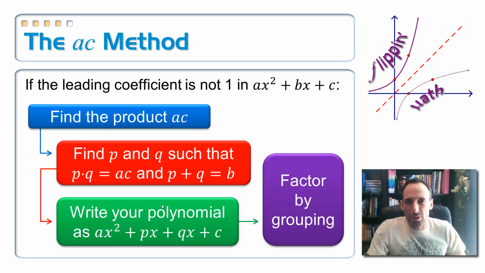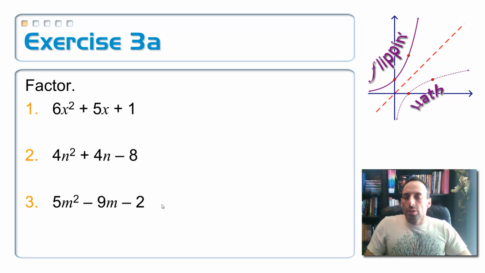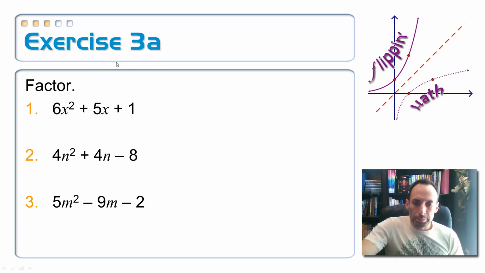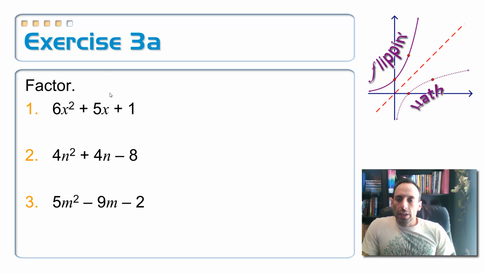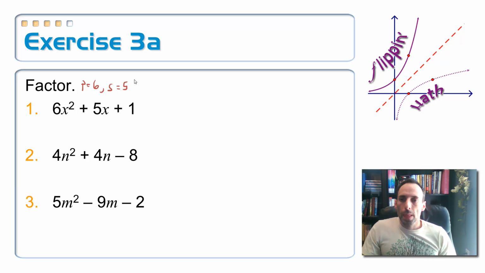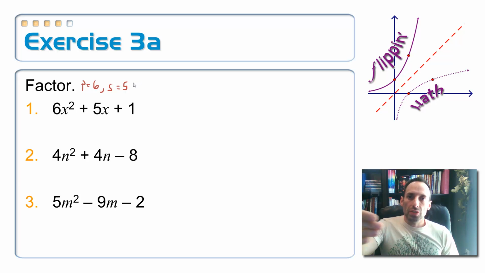And we can do that. That part's easy. So let's give it a try, shall we? So the first one, we got 6x squared plus 5x plus 1. The AC method says that my product has to be 6 times 1, which is 6, and it has to add up to 5. So what times what gives me 6 and adds up to 5?